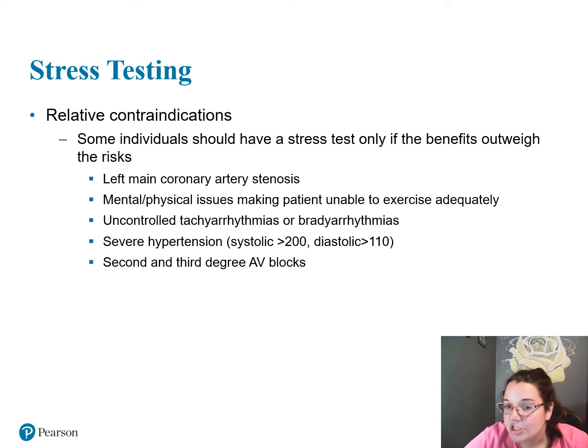And you just learned in chapter 16 as well as chapter 14 about the different medications that increase and decrease the heart rate. So let's say we have a patient that goes into a tachyarrhythmia or a bradyarrhythmia. Can we treat them quickly to get them back to where they need to be? Yes. So the benefit would outweigh the risk. Severe hypertension, your systolic and diastolic, and the second and third degree AV blocks. All of these, the benefits will outweigh the risk.